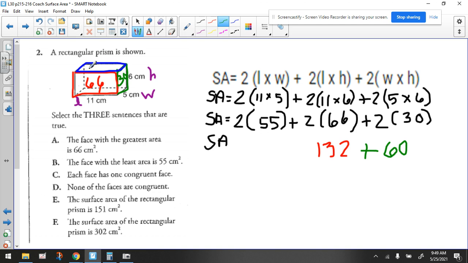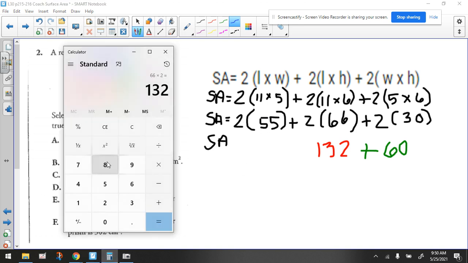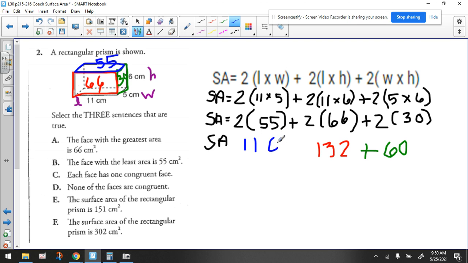And then we have this top piece, which we know to be an 11 by 5, because remember the top and the bottom are the same. These 2 are the same. 11 by 5, which we know is the piece that's 55. Let's put the 55 right here. And if we have 2 of those, if we multiply 55 times 2, that equals 110. So I'm going to put that in blue so it's color-coded. So surface area equals 110 plus 132 plus 60 to get the actual surface area.